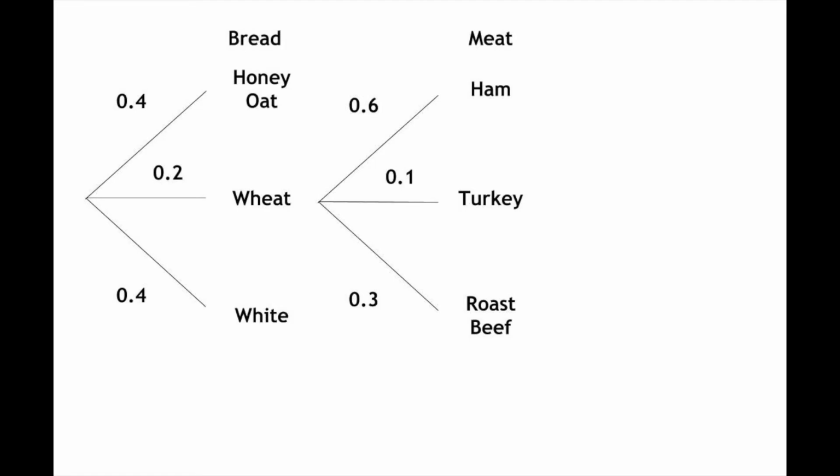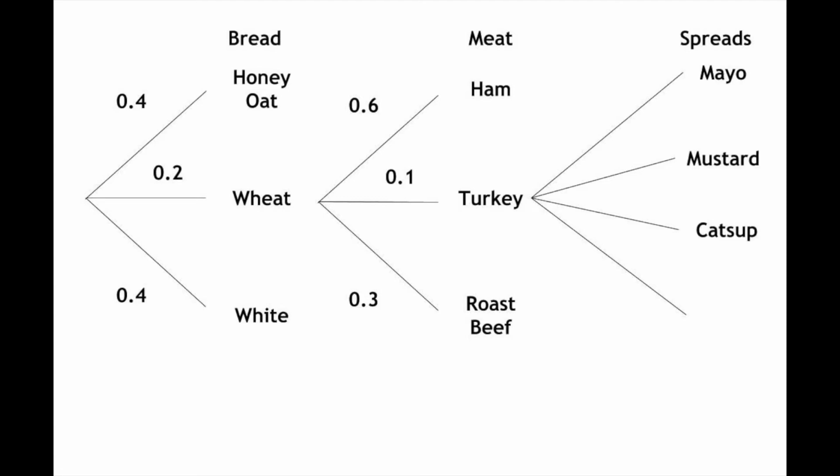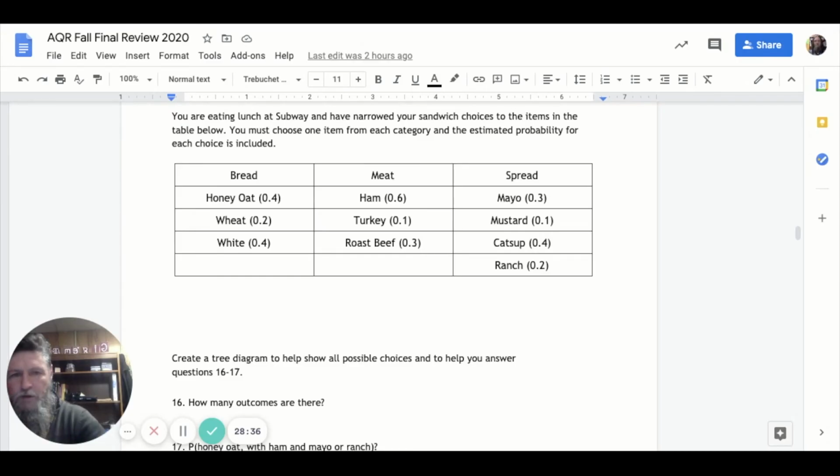And then the spreads, 1, 2, 3, 4. You got mayo, mustard, ketchup, and ranch. Mayo, 30% of the people get it. Mustard, only 10%. Ketchup, 40%, and a rough 20% of the people get ranch. So now we've got some information we can help ourselves with. Let's take a look at what the question is asking.